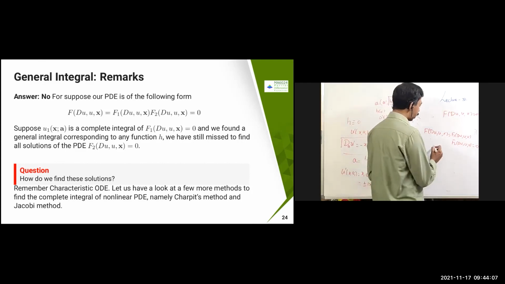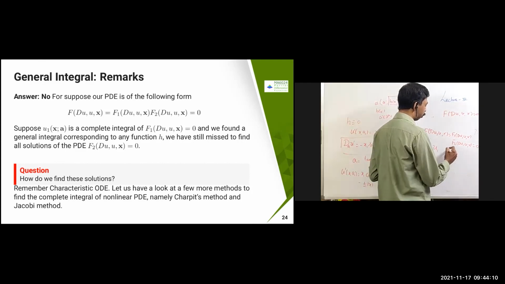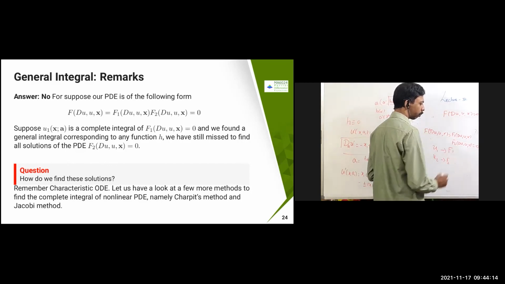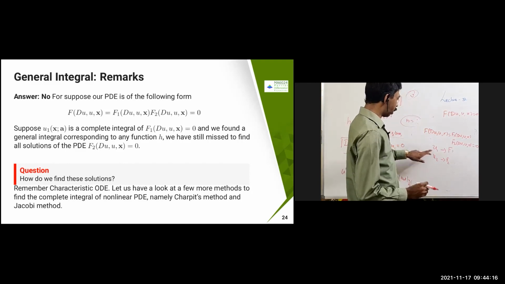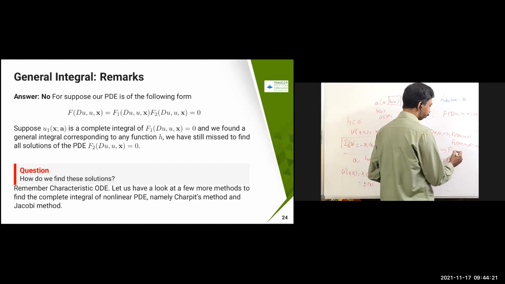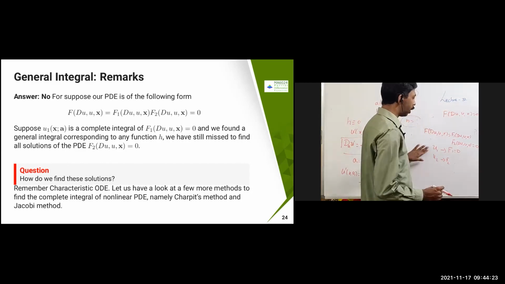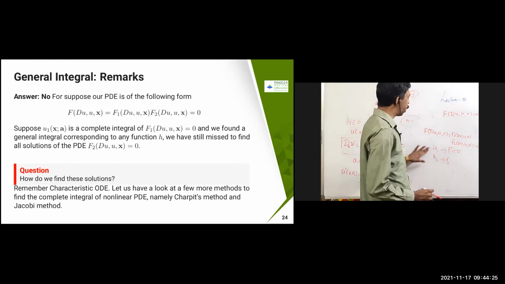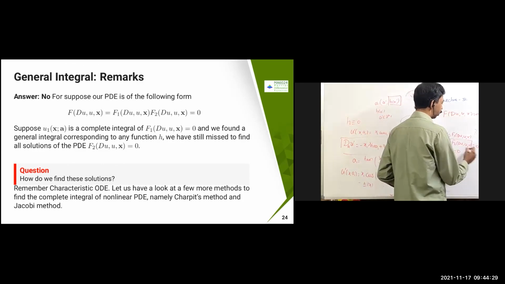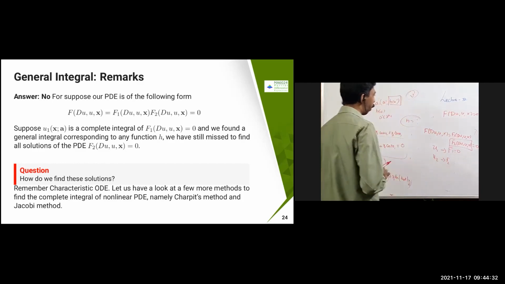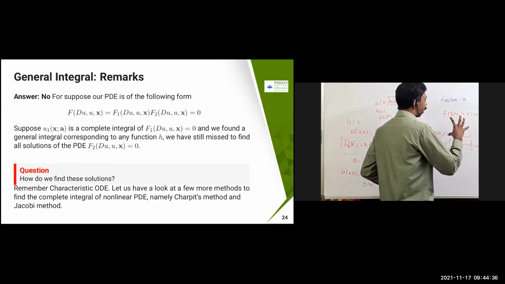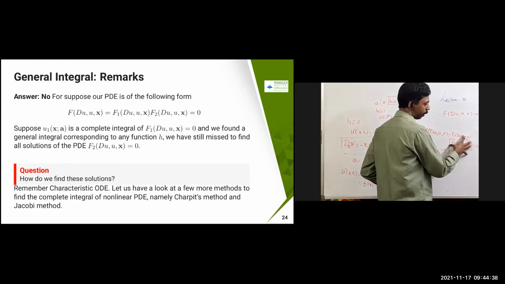Suppose u1 solves f1 and u2 solves f2. If u1 is a complete integral of the problem f1 equal to 0, then we found the general integral corresponding to any function kach, but still we missed this one. What we are trying to say is that the nonlinear PDE can be written as the product of two nonlinear PDEs.